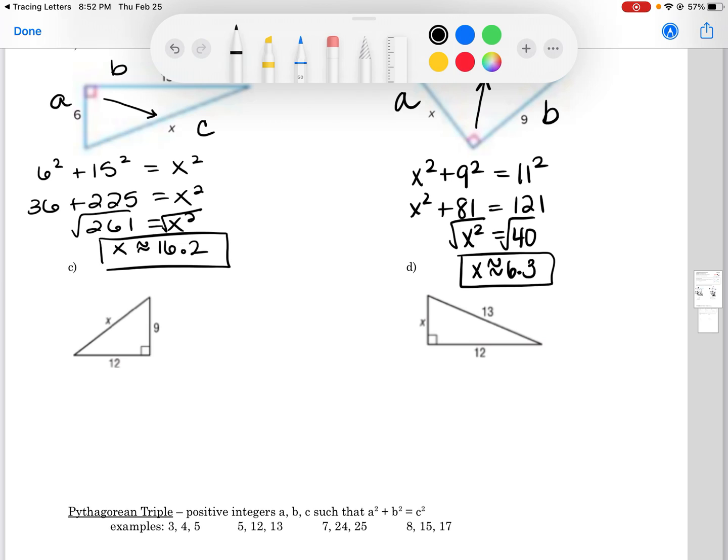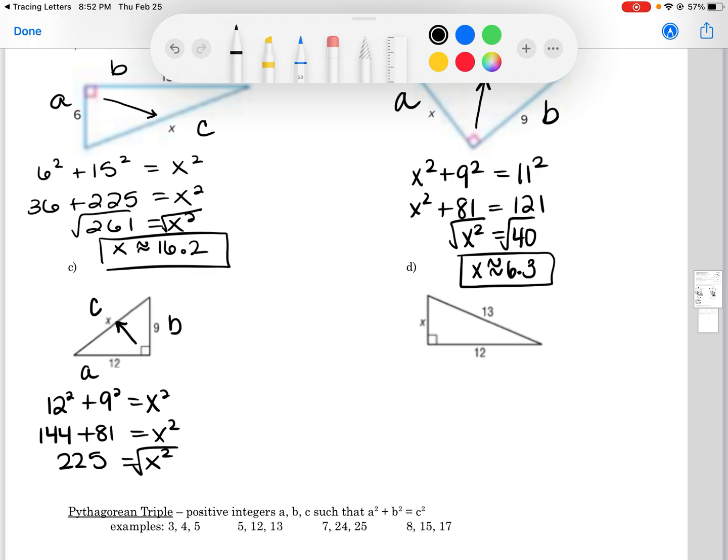All right, so for the next one, we have x, 9, and 12. And again, directly across from the 90 degrees is going to be my hypotenuse. And then it does not matter which one I call A or which one I call B. A squared plus b squared equals c squared. So 12 squared plus 9 squared is equal to x squared. That's 144 plus 81 is equal to x squared. That's going to give us 225 is equal to x squared. And then I'm going to take the square root and I'm going to get that x is equal to exactly 15.